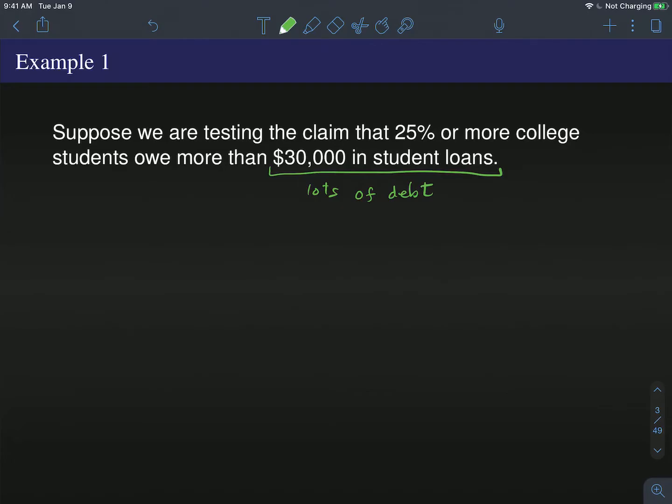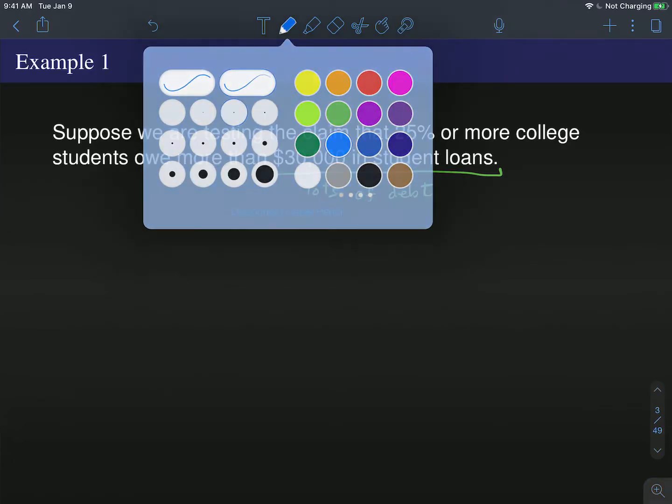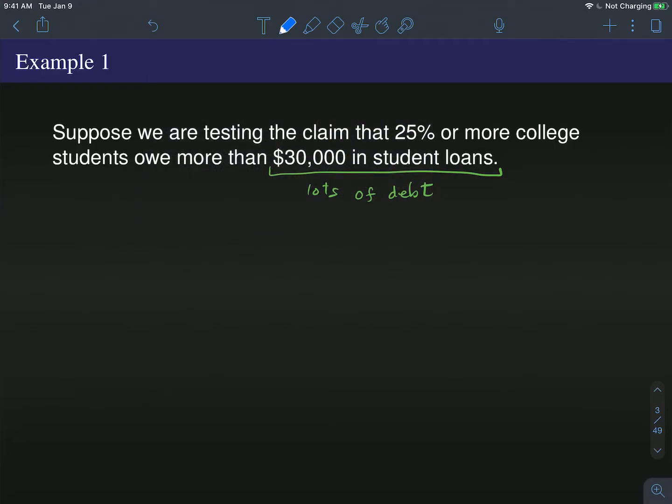Okay? What we want to do here is figure out, suppose as researchers, we want to test this claim. So we're going to go out, we're going to collect a random sample from the population, and we're going to use that sample to come to a conclusion as to whether or not this claim is true or false. Now, we could make two possible mistakes here depending on the outcome of our hypothesis test.